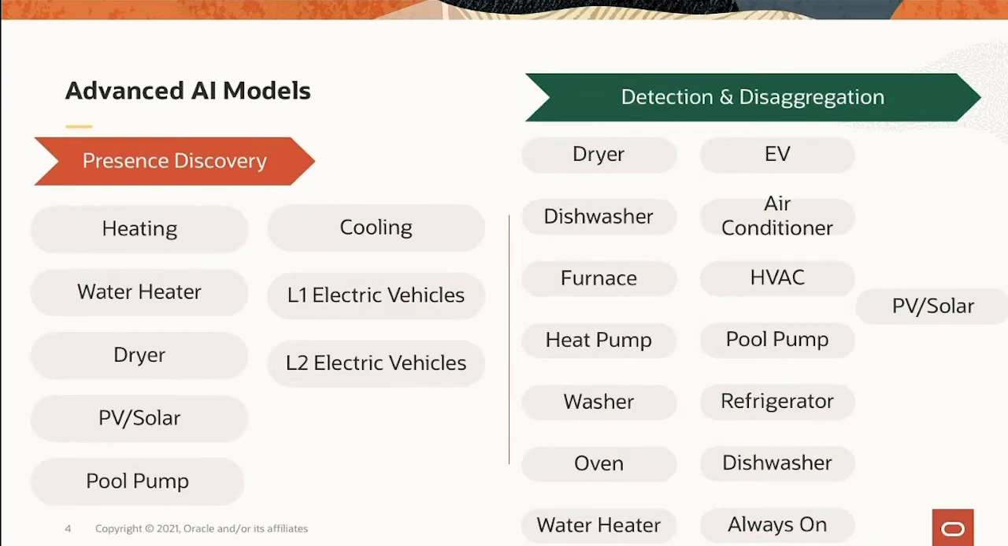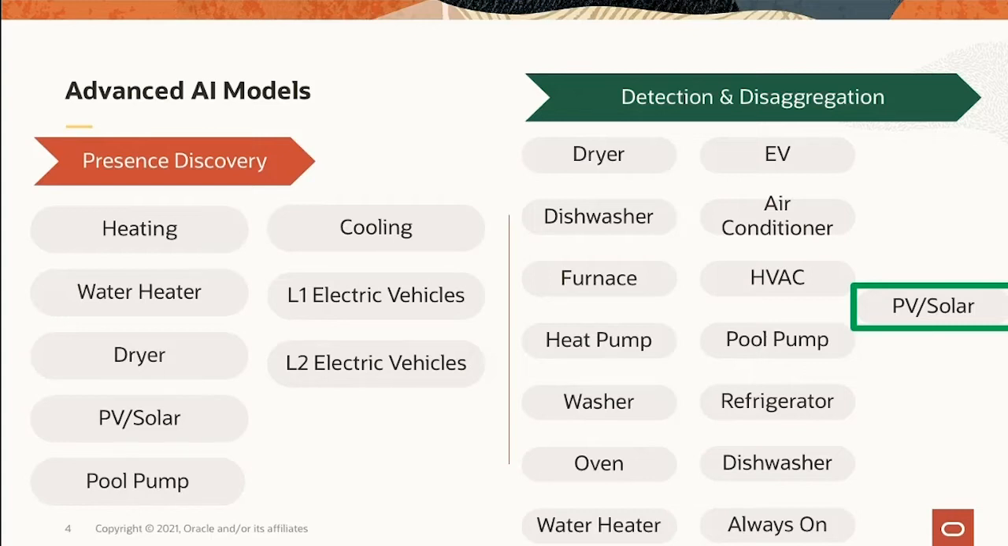We have built artificial intelligence models that can automatically and very accurately perform presence discovery, detection, and disaggregation, which are independent of the make, model, and year. All our advanced artificial intelligence models continuously improve over time with more data.